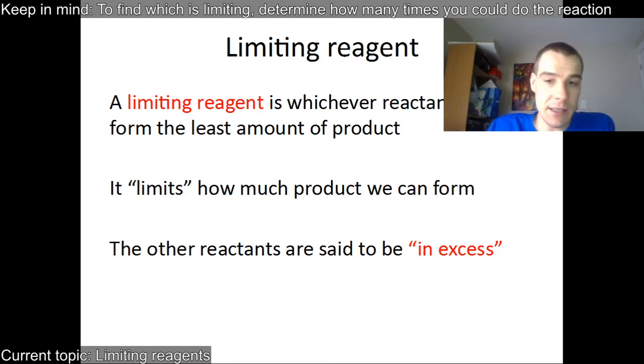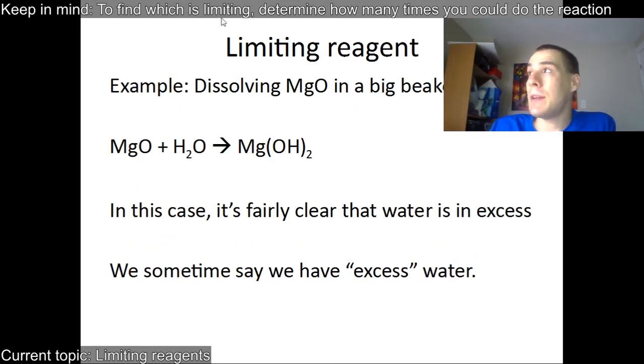So that's the concept, we have something that can limit how much we can make. To figure out what is limiting, sometimes it's pretty obvious. Like if you dissolve this in a big beaker, there's obviously a ton of water and not a lot of magnesium oxide. So water is going to be in excess, things like that.